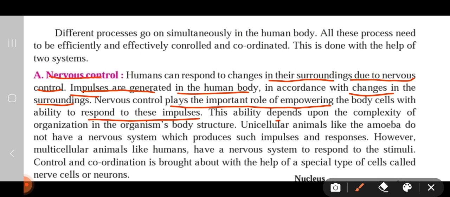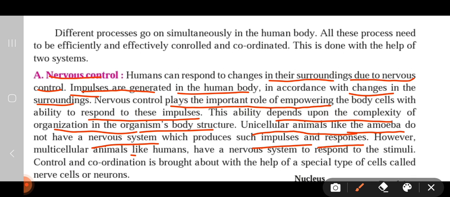It's because of the impulses which are created in our body, and this ability depends upon the complexity of the organization in the organism's body structure. How complex the organization of the body is, it depends on that. Unicellular animals like amoeba, due to the absence of a nervous system, do not produce such impulses and responses. However, multicellular animals like humans have a nervous system to respond to the stimuli.